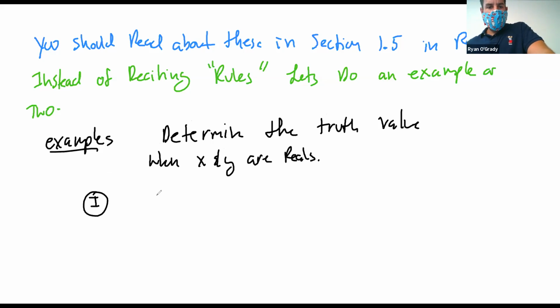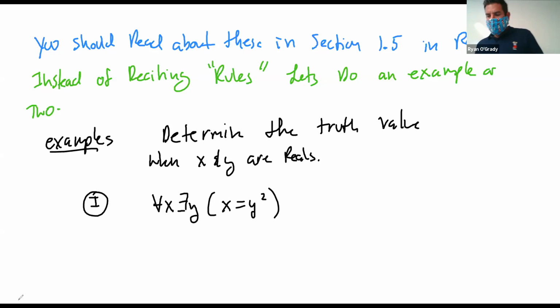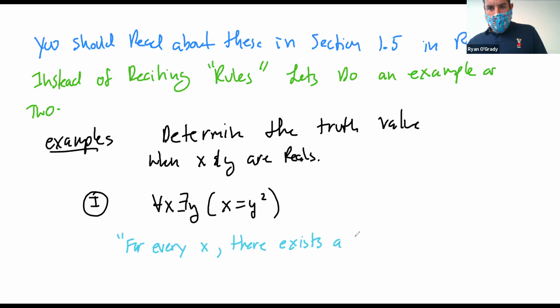The first one we're going to do is the following. For all x, there exists a y such that x is equal to y squared. So let's translate it into English first. That might be helpful. For every x, there exists a y such that x equals y squared.